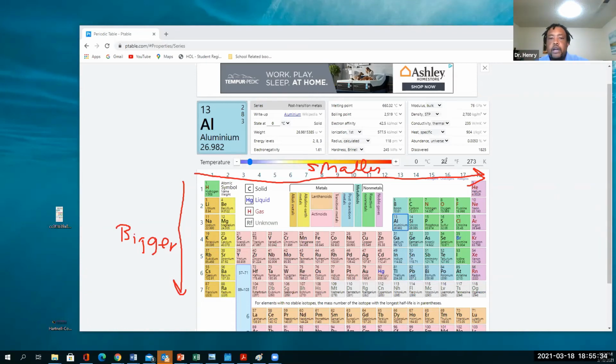Okay, so I'm going to ask you a really hard question. Knowing that, who is the biggest atom on the periodic table? Francium. Francium would be the biggest. Radium would be the next biggest, right? Okay, so who's going to be the smallest, the absolutely smallest? Hydrogen. Helium? Helium, that's right. Helium is going to be the smallest.